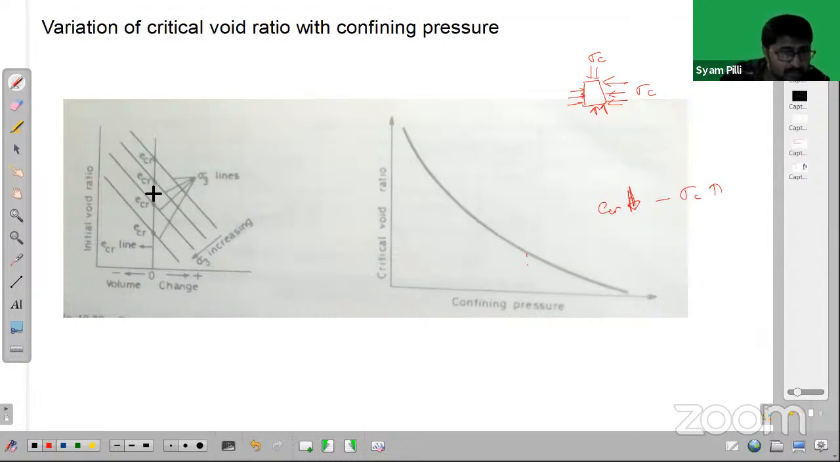So the same values we have represented here. This is the e_CR value for, let's say, this is the sigma C1 curve. e_CR value is this much. This is the sigma C2 curve, where sigma C2 is greater than sigma C1. So critical void ratio कम है. So this is sigma C1, this is sigma C2, this is e_CR2, this is e_CR1. So these are the curves representing the critical void ratio with the sigmas, right?